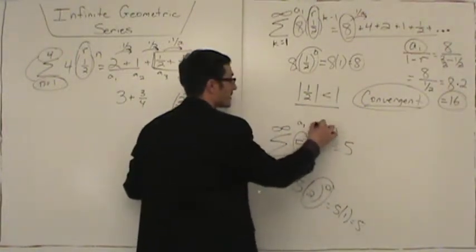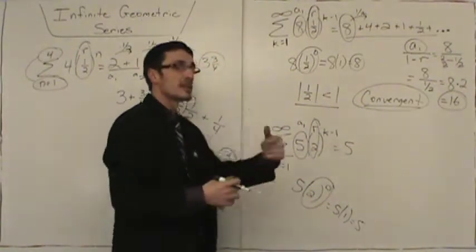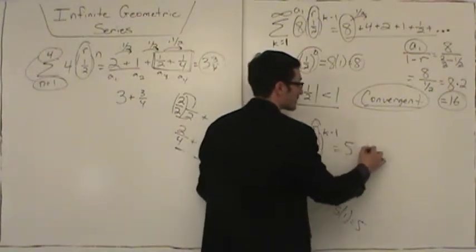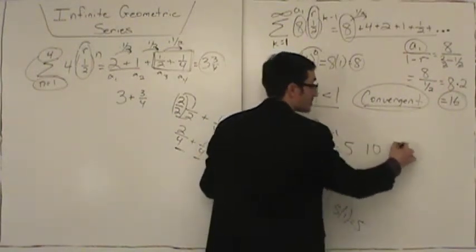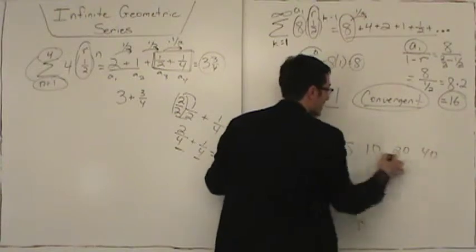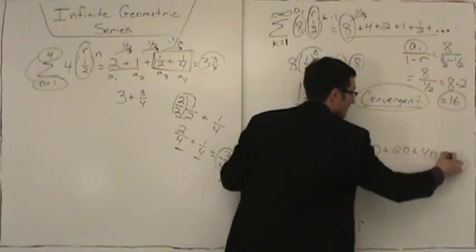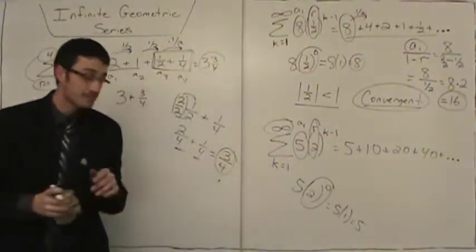Use your r value. Your r value is 2 to get your next numbers. So we're multiplying by 2. 5 times 2 is 10. Times 2 is 20. Times 2 is what? 40. We put addition, addition, addition. What do we get? Plus dot, dot, dot. Because we're adding what? We're adding forever.